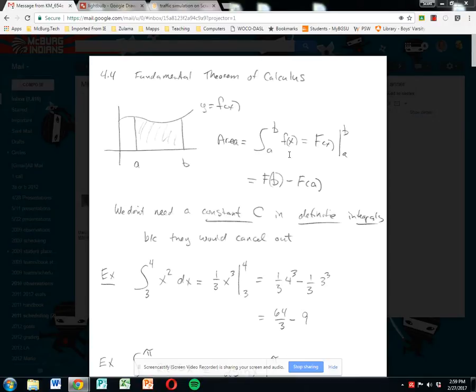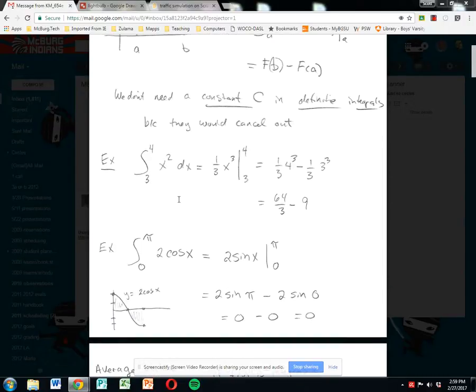And so what we're going to take a look at now is the fact that if we take the antiderivative, all we have to do is say the antiderivative evaluated at b minus the antiderivative evaluated at a. We don't need to worry about the plus c part because F of b would have a plus c, F of a would have a plus c, and they would both just cancel out.